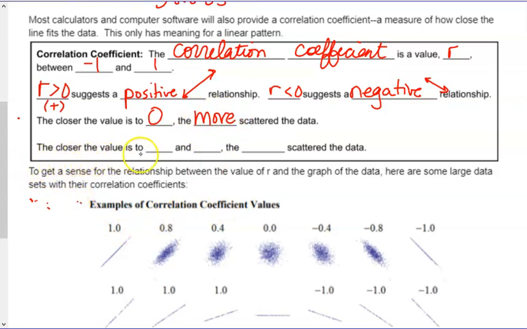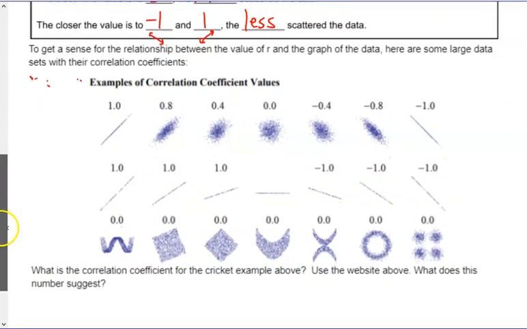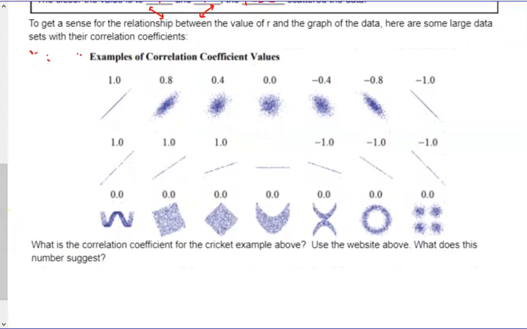The closer our value is to -1 or +1, the less scattered our data is. It's a little bit more tight. It actually looks like a line if we are closer to -1 or +1. The only difference here is if it's -1, it has a downward trend. +1 would have an upward trend. So here are some examples of some correlation coefficients so that you could kind of see.